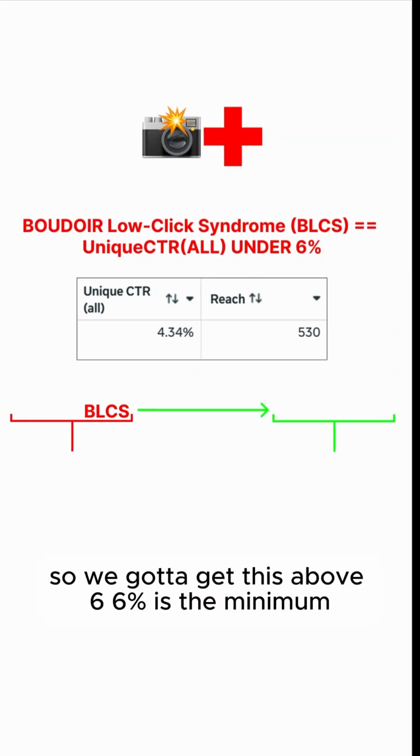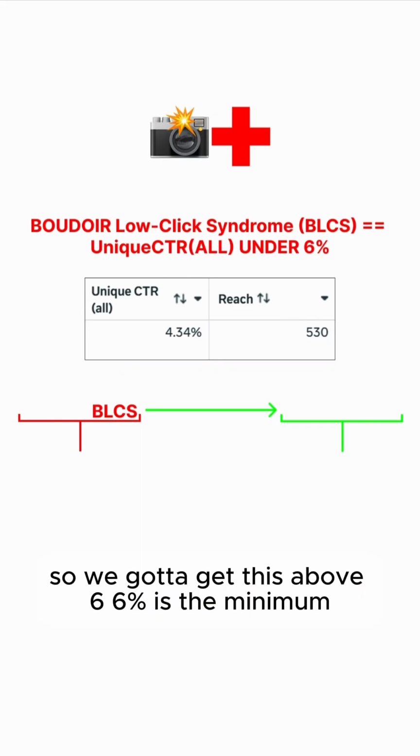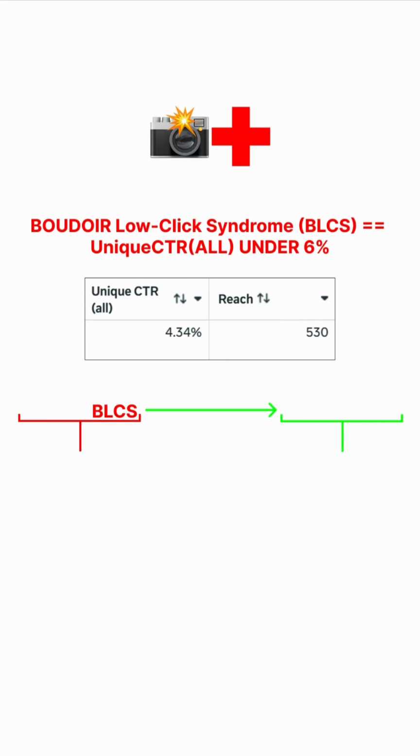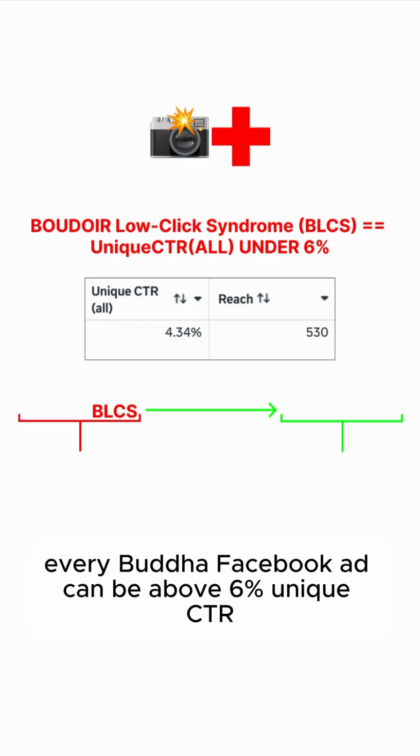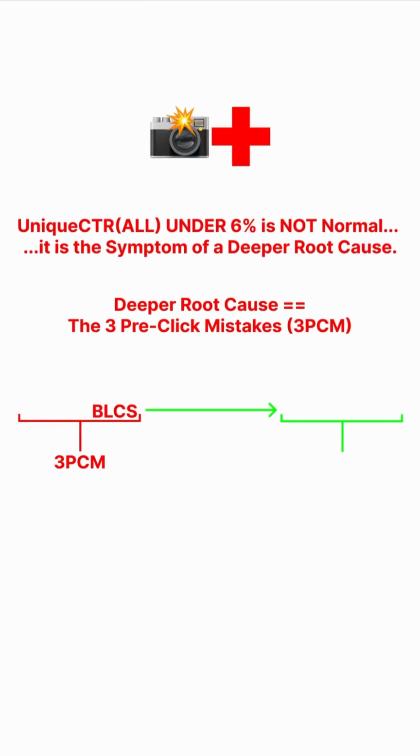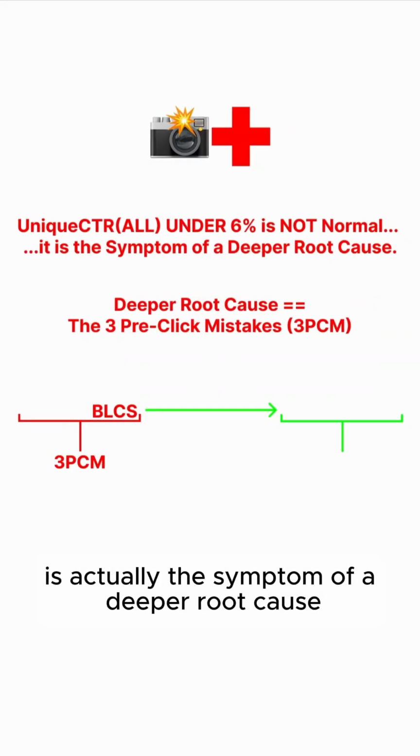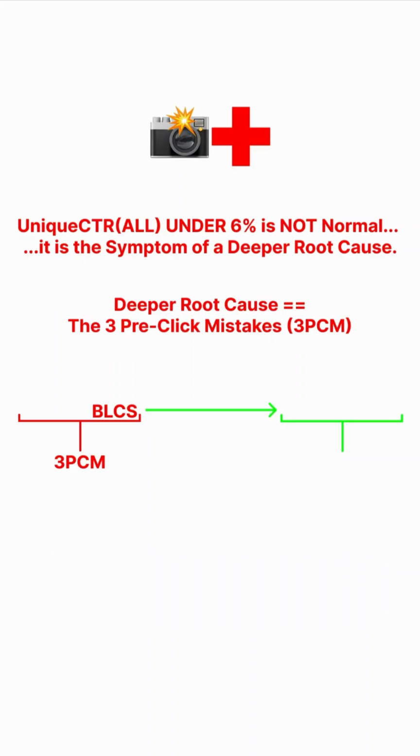So we gotta get this above 6% is the minimum. We gotta get this above 6%. Every boudoir Facebook ad can be above 6% unique CTR all easy. And that's because unique CTR all under 6% is not normal. It's actually the symptom of a deeper root cause. And that deeper root cause are the 3 pre-click mistakes, which we'll talk about more at the end.